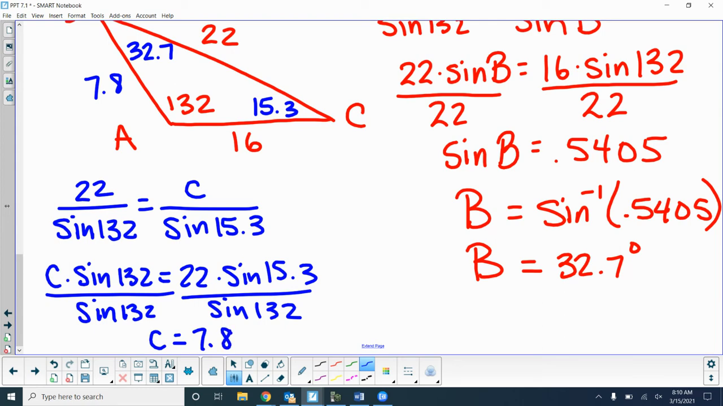So the blue answers are the answers I was looking for. The red ones are what they gave me. So that was that ambiguous case: possibility of no triangle, one triangle, or two triangles. Okay? Questions on that?